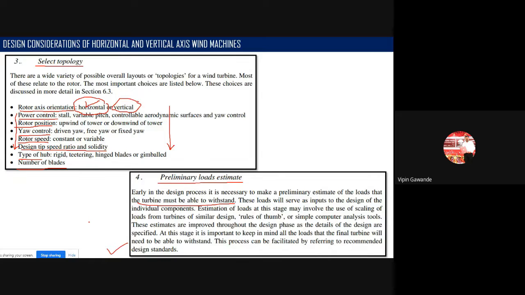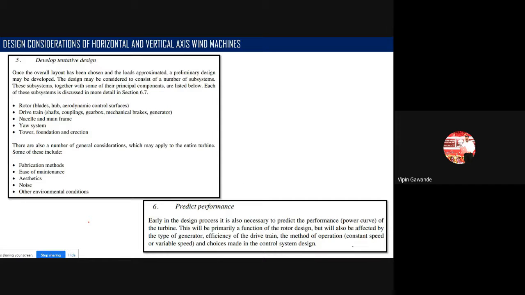Okay. After that, we consider developing the tentative design. Once all these components are taken into consideration, then we have to go for the tentative design. Once we consider the previous four components, that will give you a somewhat clear understanding regarding the design of the turbine, and we can now select the types of the rotor, drive train, nacelle, yaw system, and tower foundation and the erection.